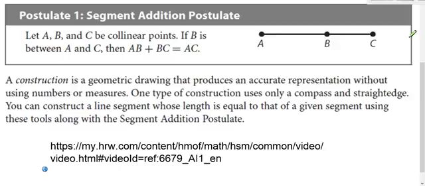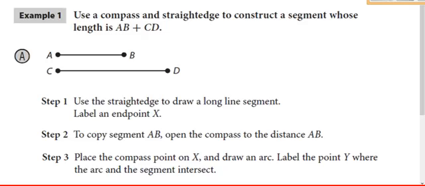So in geometry, we're going to basically start with that and talk about a construction, which is an accurate representation with no numbers or measures. So we're not actually using a ruler or protractor or anything like that. We're only going to use a compass and straight edge. How we're going to do that.